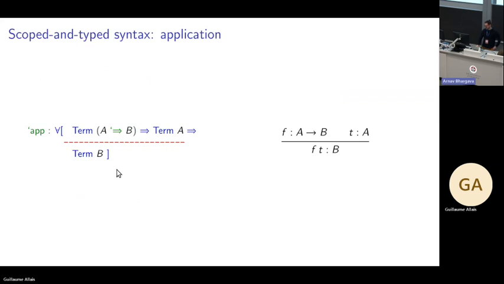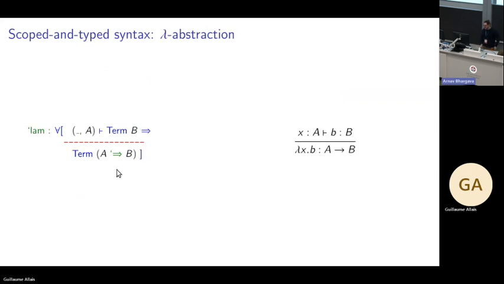And finally, our minimal lambda calculus is not ready without lambda abstraction. So it's exactly the rule you'd expect. To implement a function of type A to B, you push a new variable of type A in the context, and then you just build the body of type B. And this is what this gadget is doing, but it doesn't really matter what the exact notation is.